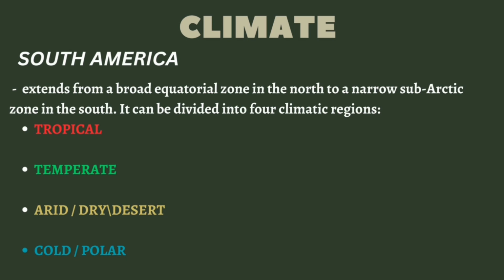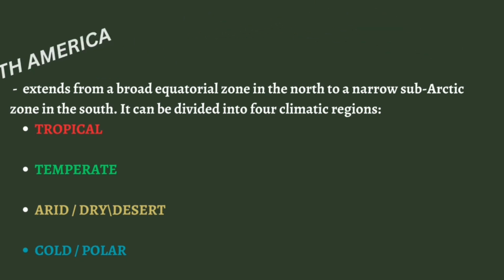Last is the cold zone, or the polar zone. Cold climates occur in the southern ends of Argentina and Chile, and the highest elevation of the Andes. Cold climates have an average annual temperature of below 10 degrees Celsius. These climates are characterized by long dry seasons and high winds.